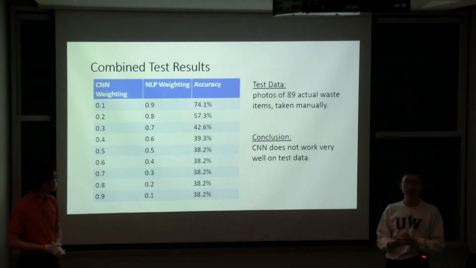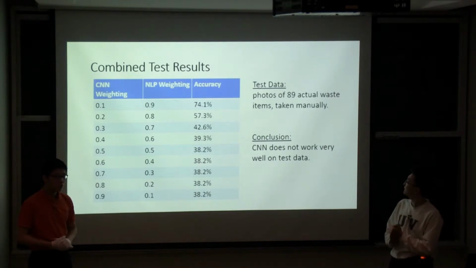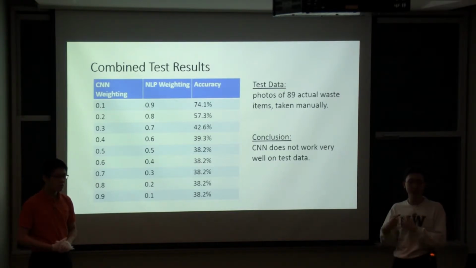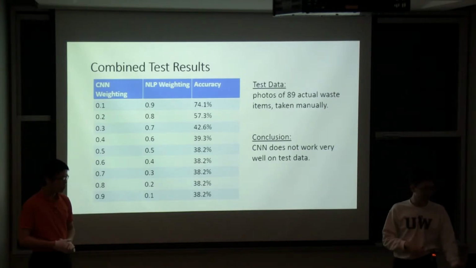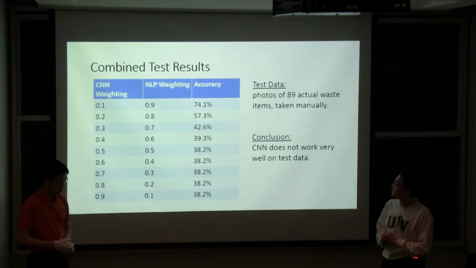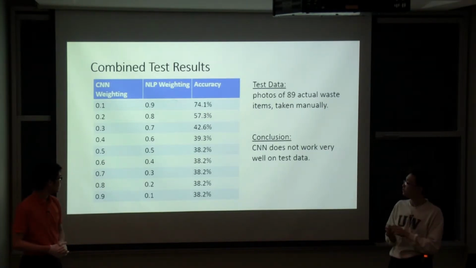So finally, we wanted to combine the 2 models and test them with our test data. The test data were pictures that we took of actual waste items that we threw out over the past few days. And to combine them, we experimented with weightings of between 0.1 to 0.9 between the 2 models.